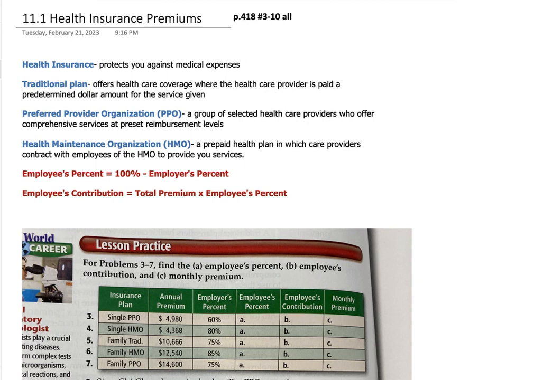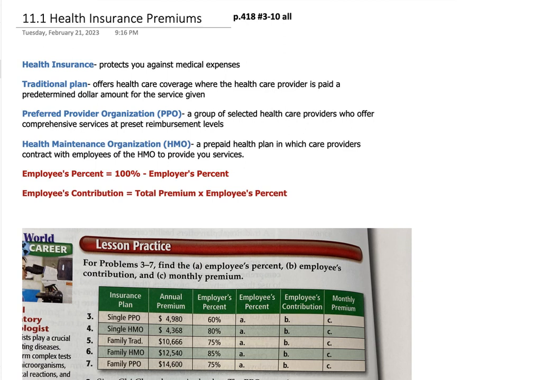So health insurance is what protects you against medical expenses. Traditional plan is a type of health coverage where the healthcare provider is paid a predetermined dollar amount for the service given. PPO, which is Preferred Provider Organization, is a group of selected healthcare providers who offer comprehensive services at preset reimbursement levels. And then HMO is Health Maintenance Organization, a prepaid health plan in which care providers contract with employees of the HMO to provide you services.